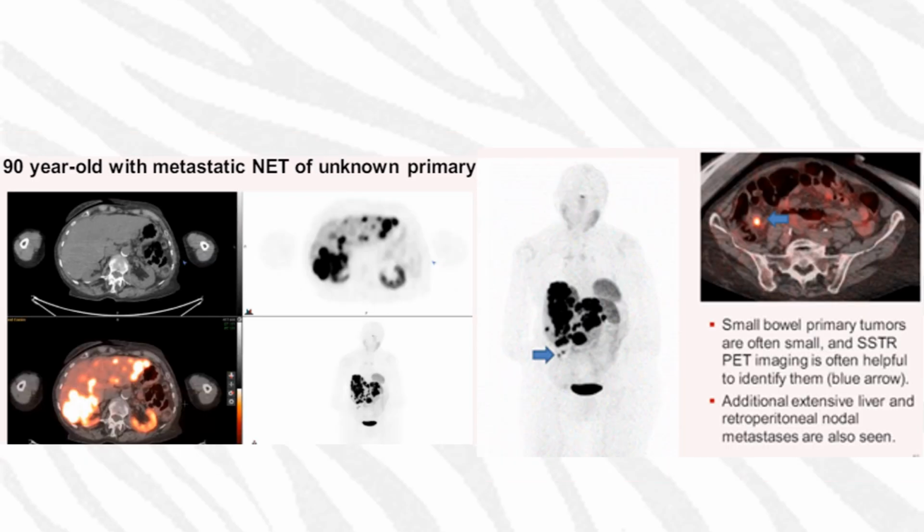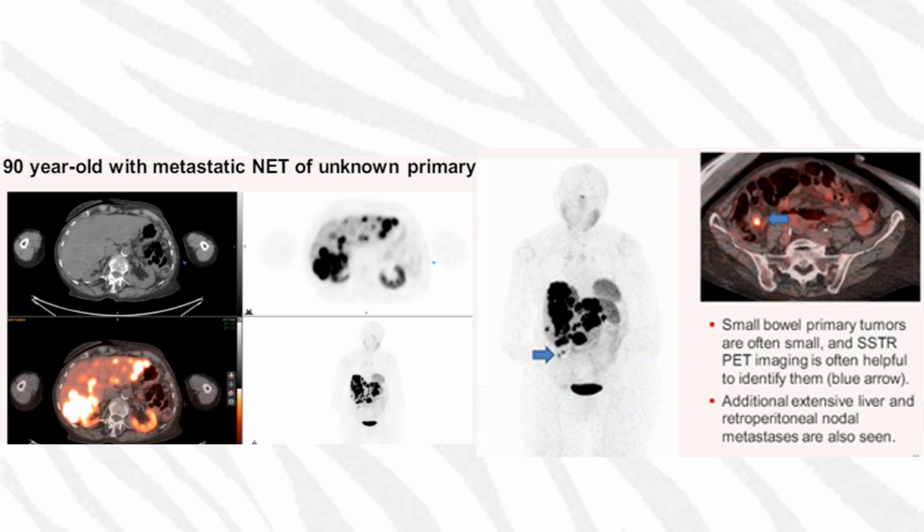This is a 90-year-old with metastatic neuroendocrine tumor of unknown primary. So by the time they found it, it was already metastasized. They're not sure what the primary is at this point of this scan, but small bowel primary tumors are often very small, and the somatostatin receptor tumor imaging is often helpful to identify them. There's one located there by the arrow.